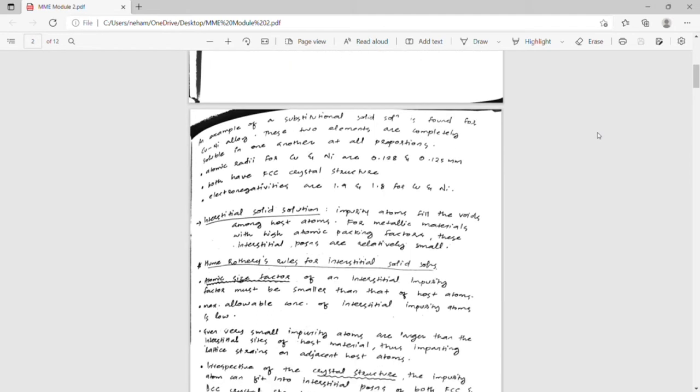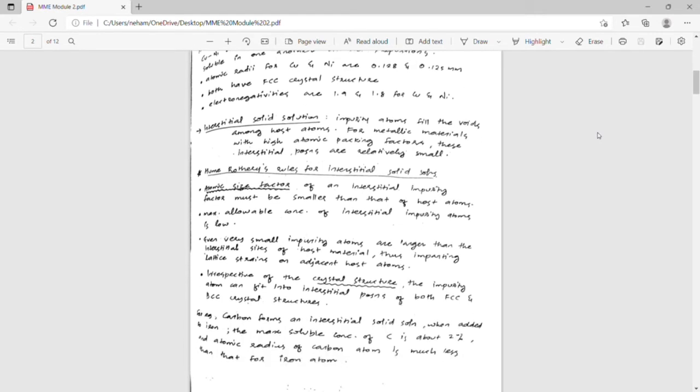An example is copper-nickel alloy. Atomic radii for copper and nickel are 0.128 and 0.125 nm. Both have FCC crystal structure and their electronegativities are 1.9 and 1.8.